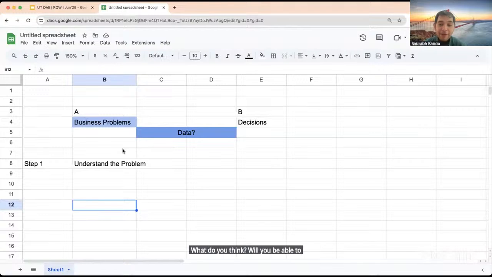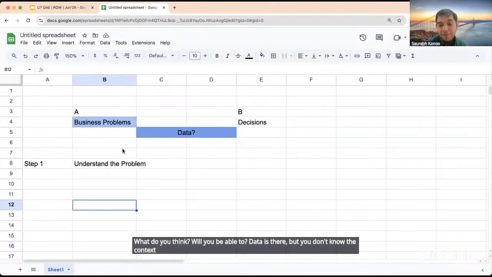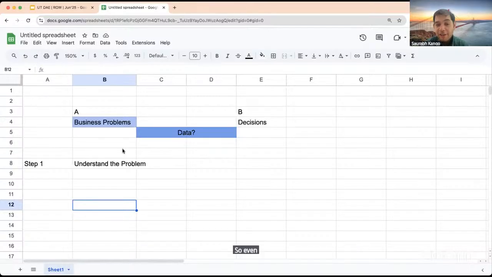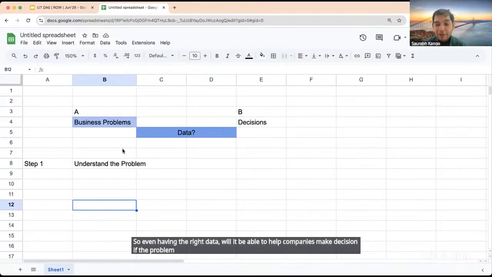Data is there, but you don't know the context. You don't know the business problem. You're not very clear on the business problem. So even having the right data, will it be able to help companies make decisions if the problem is not clear to the person who is using data for decision making?